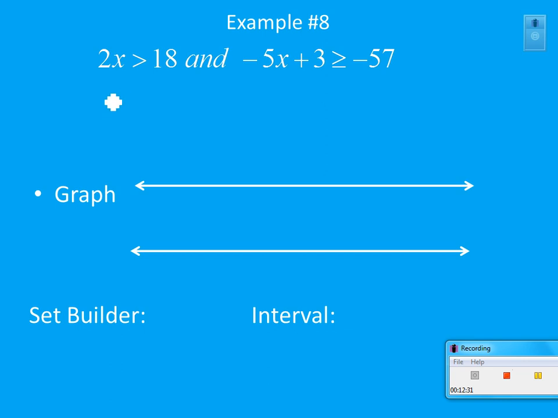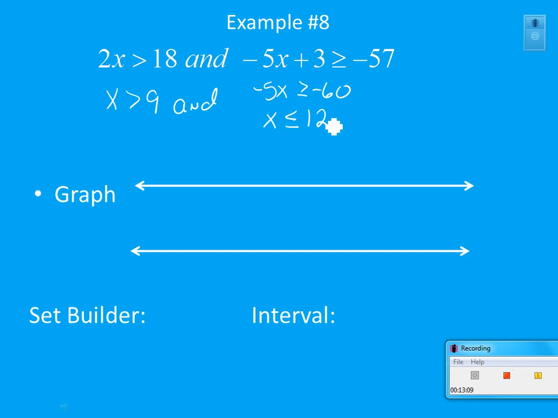Let me divide both sides by 2, so I got x is greater than 9. And the word and on this one, let me subtract 3 and get negative 60. Let me divide both sides by negative 5. Since I'm dividing by negative 5, remember, I have to flip that sign. Negative 60 divided by negative 5 is 12.